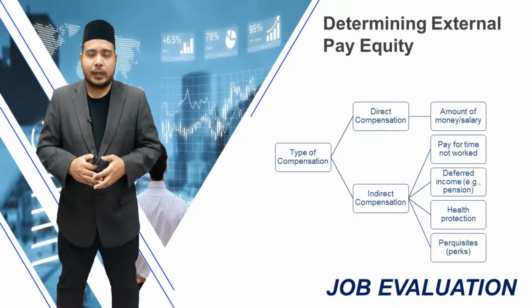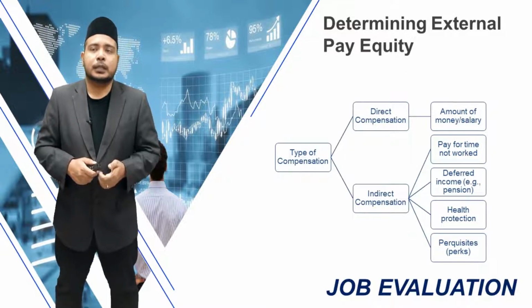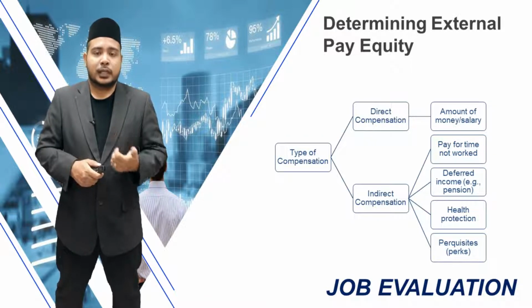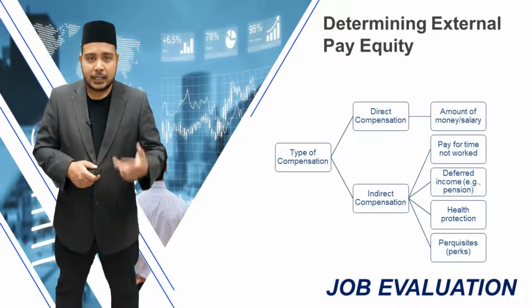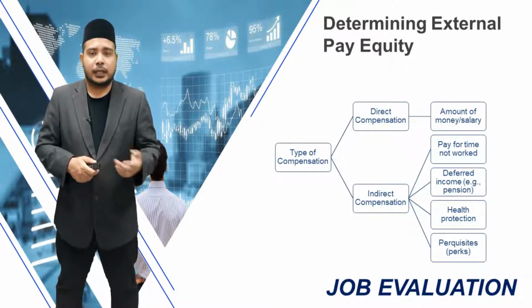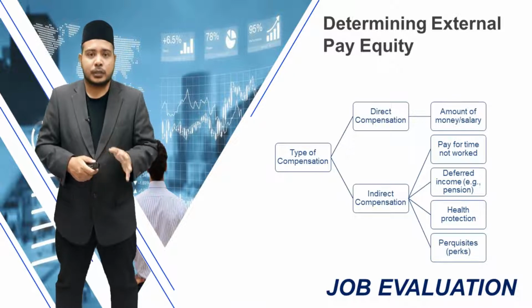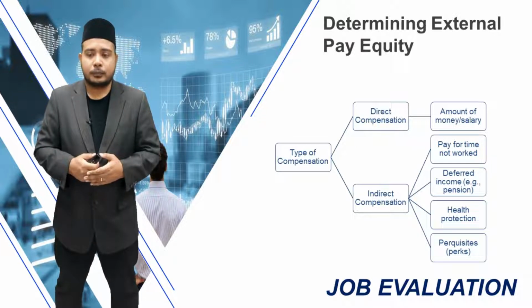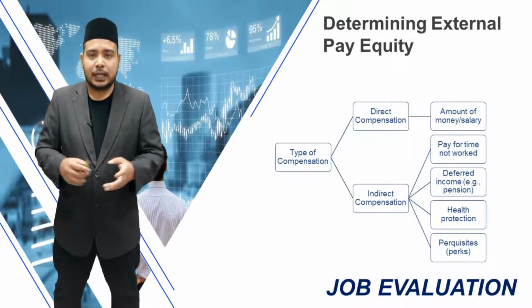There are many types of indirect compensation, among others, pay for time not worked. For example, you have public holidays. Even though you are not working, your salary is not deducted. Public holidays, you are paid, your weekend, Saturday and Sunday. In JB we have Friday and Saturday. You are not working, but your salary is still the same; they are not reducing or deducting your salary. Deferred income, such as the pension scheme, or health protection, medical benefits, and perquisites. We call it other benefits.